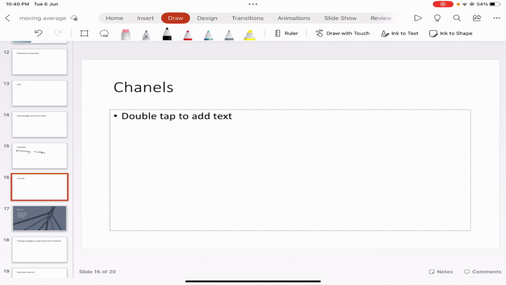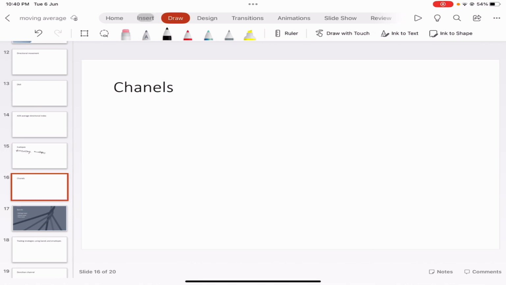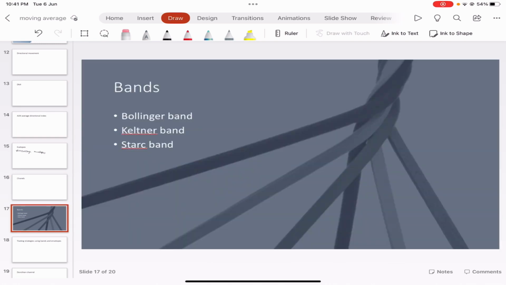Moving on to channels. This is a double N over here, that's just a typing error. So channels are something which are used very much in your trading journey, right? Because channels are one of the most important things to keep in mind whenever you are trading. Before coming to channels, let me quickly first discuss the bands and then we'll move to channels. So you must have heard about the most famous band, which is the Bollinger Band.